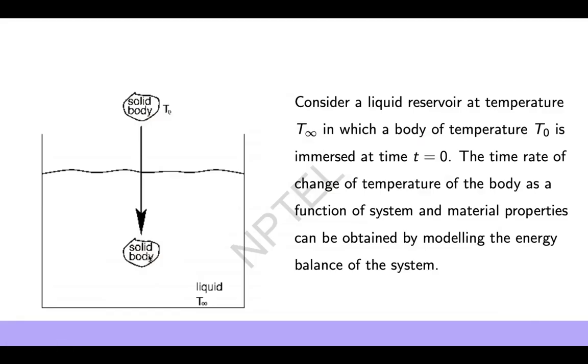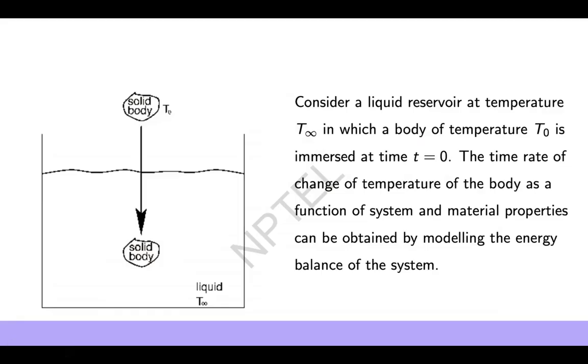Based on that, as time progresses, the temperature will start varying. Either the heat flow will happen from the solid body to the liquid reservoir, or from the liquid reservoir to the solid body, depending on whichever has the higher temperature. Based on the temperature gradient, you will have heat transfer happening. And since the liquid reservoir is very huge and its temperature can be kept constant, the solid body temperature will naturally go to the liquid reservoir temperature.